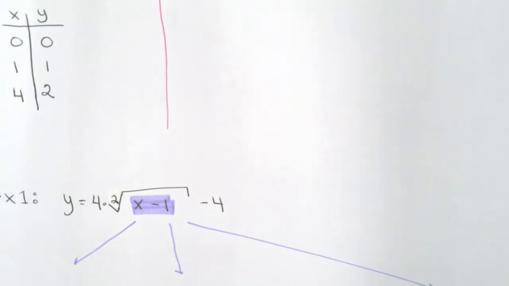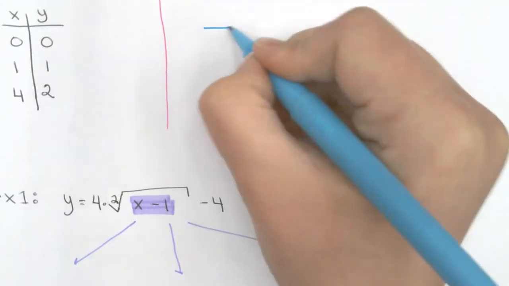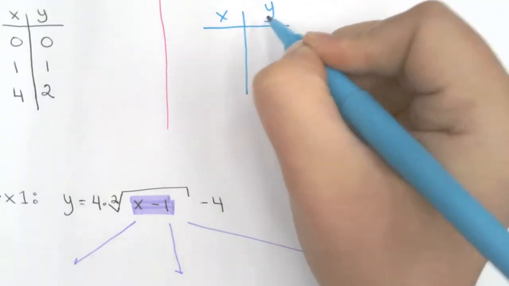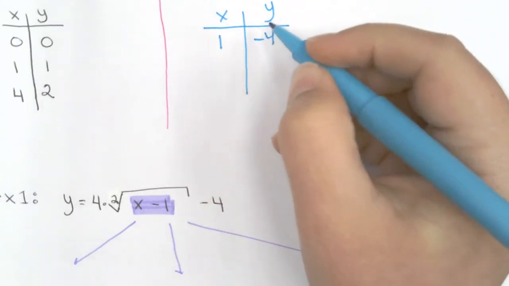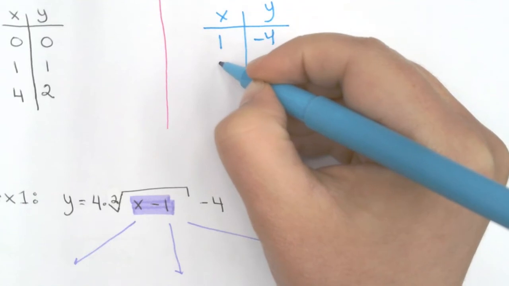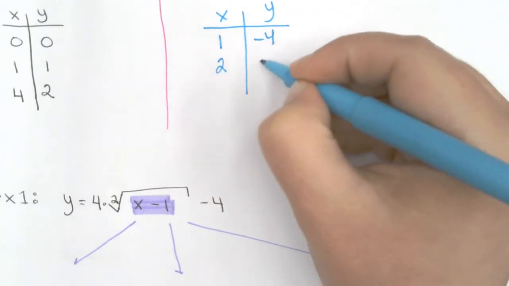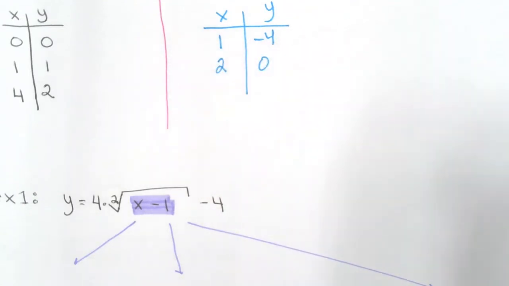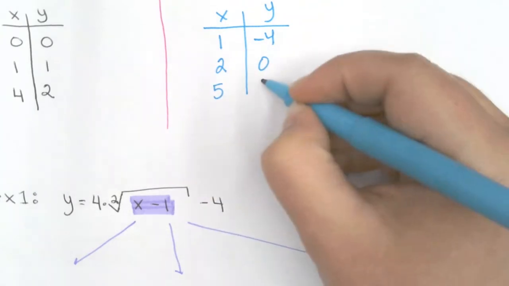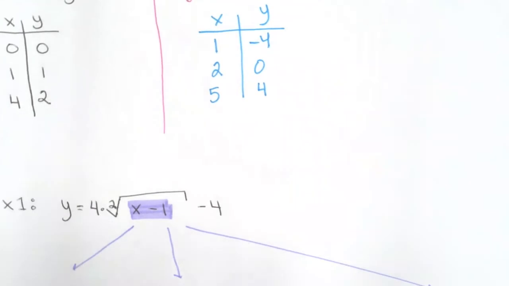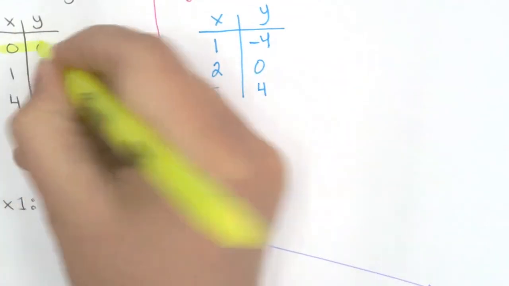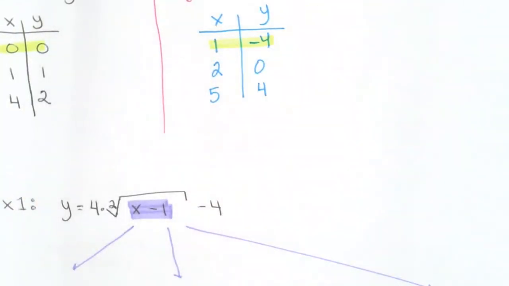Grab a different color. We had an input of 1. We had an output of negative 4. We had an input of 2. We had an output of 0. We had an input of 5. We had an output of 4. If you keep track of your endpoint, then you know which point, once you've transformed it, is going to be your new endpoint.